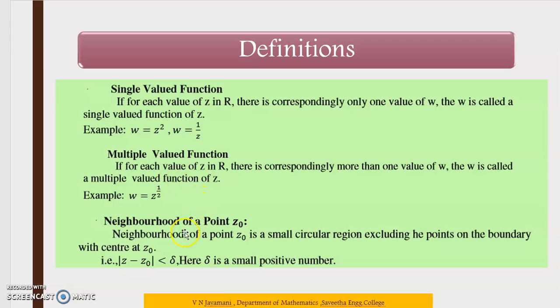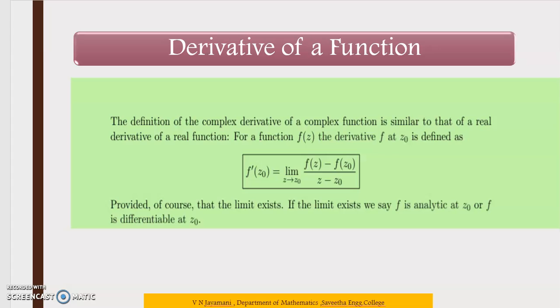Neighborhood of a point. The neighborhood of a point z0 is a small circular region including the points on the boundary with center at z0. That is, mod z minus z0 less than delta. Here delta is a small positive number.